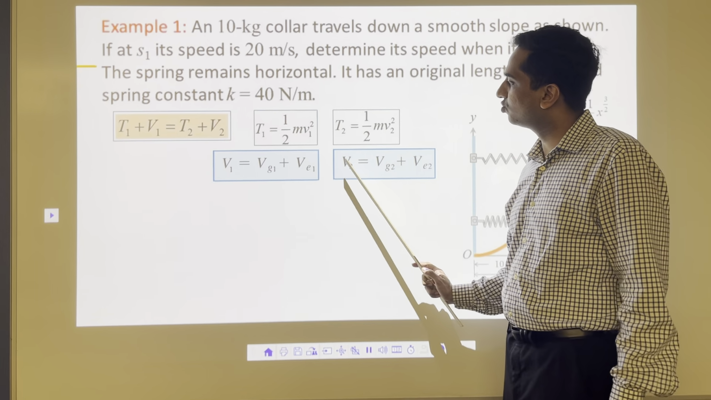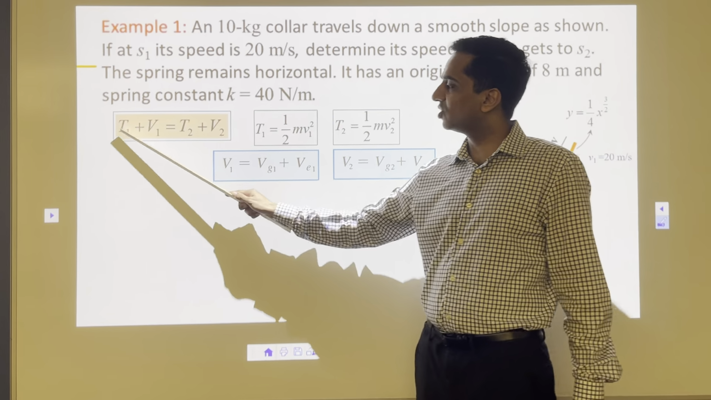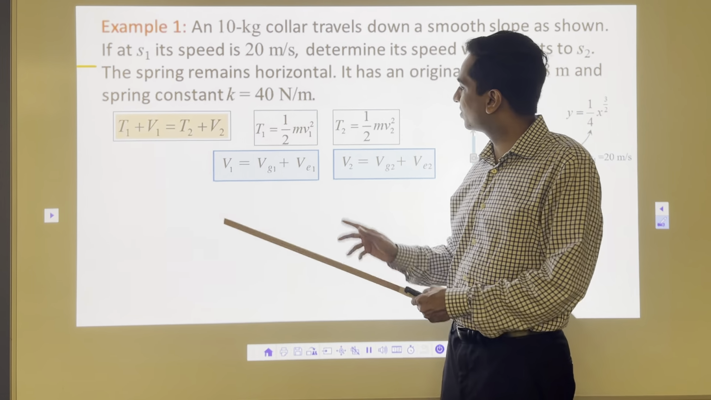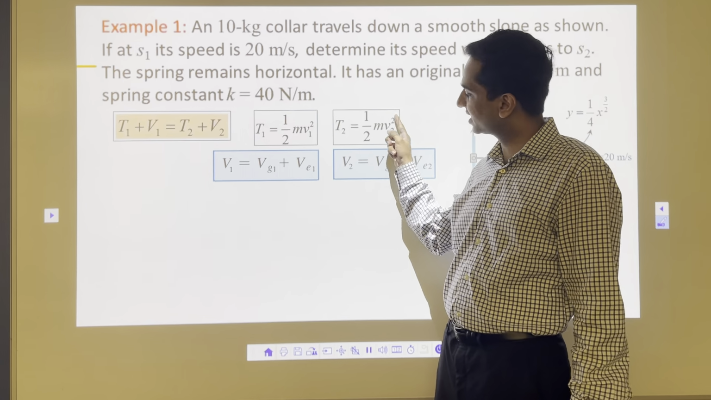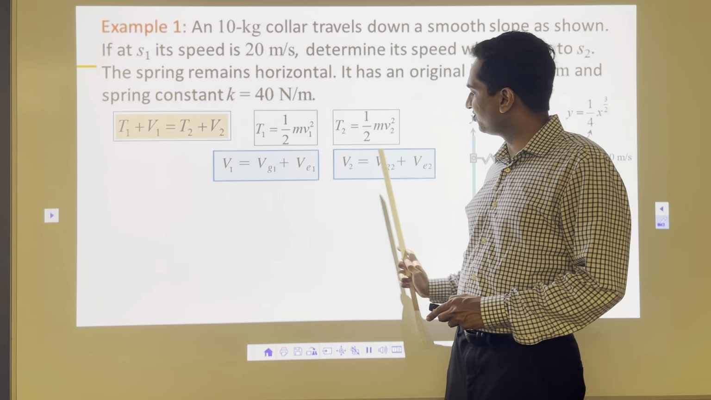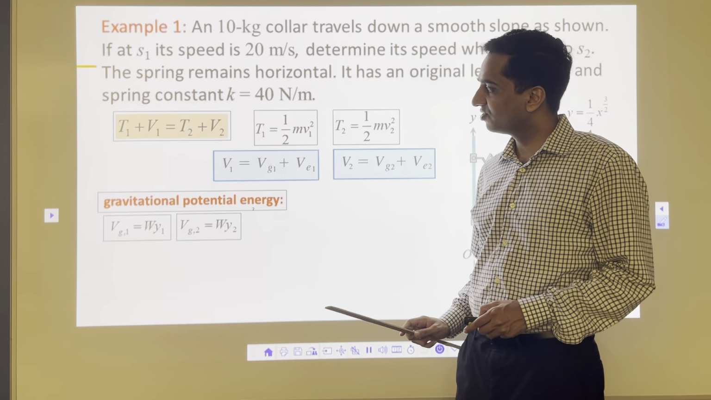To calculate V1, V2, put those values here, and calculate T1. Once you have all three values, calculate T2. T2 is nothing but 1/2 mv2 square. From that, calculate V2. So to calculate these four potential energies, we have formulas.